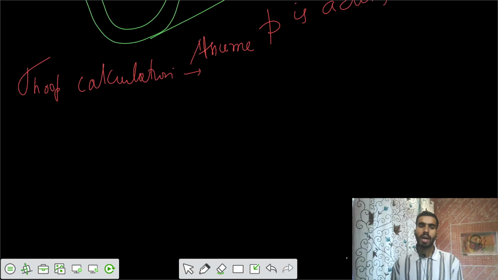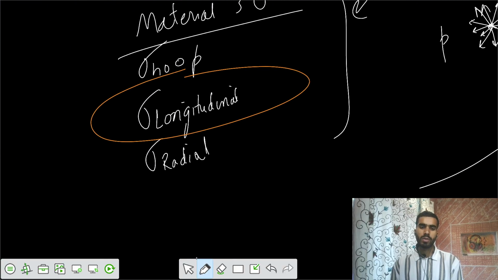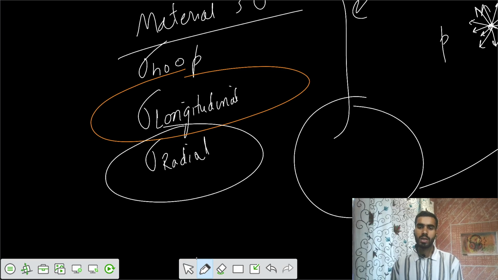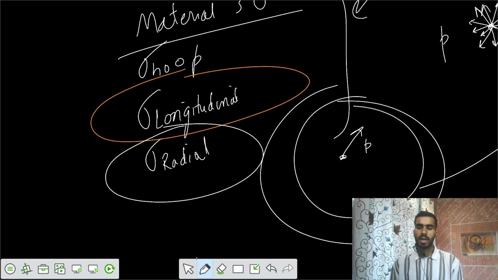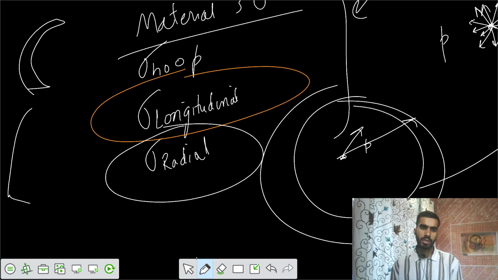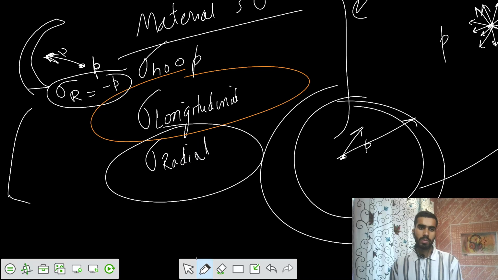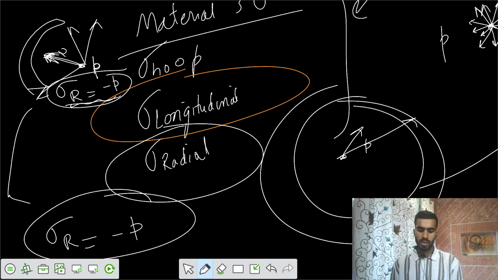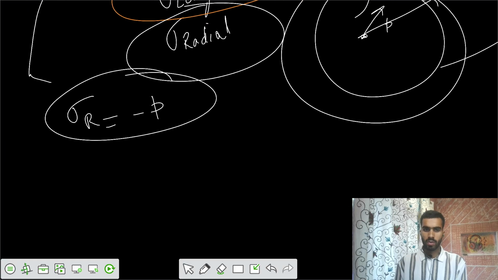Now the third one is radial stress, so it is along the radial direction. If you have this cross section, there is some pressure acting, and radial stress is in the same direction as the pressure. If you take any arc of that section, there is some center, and pressure is acting in the direction of that inside pressure. So we say radial stress is equal to minus P. So the third one is radial pressure equals minus P, and minus P is compressive.